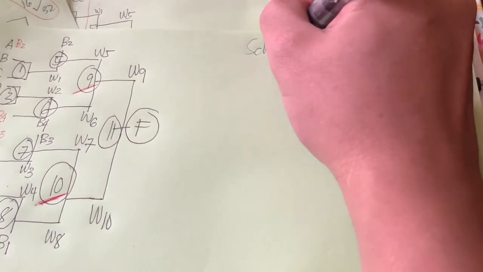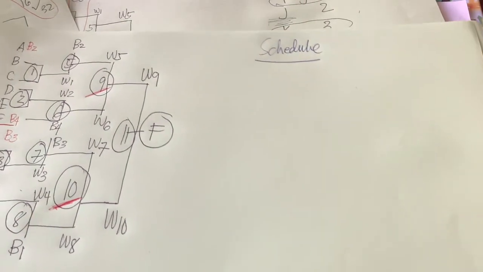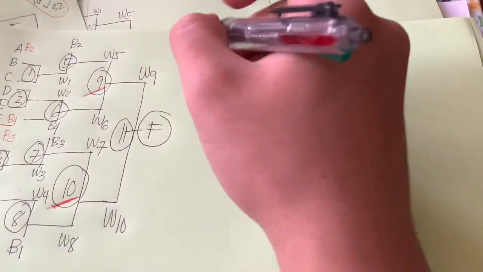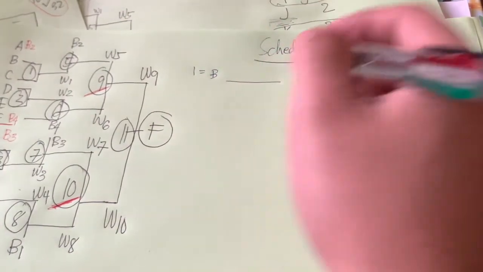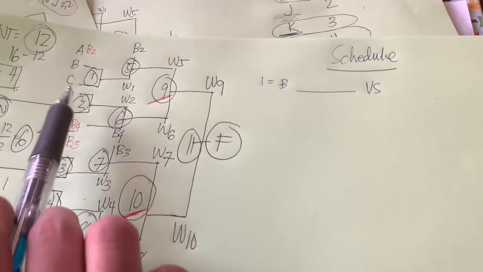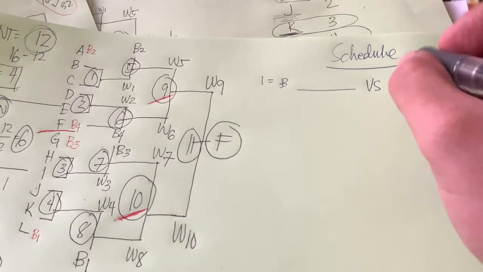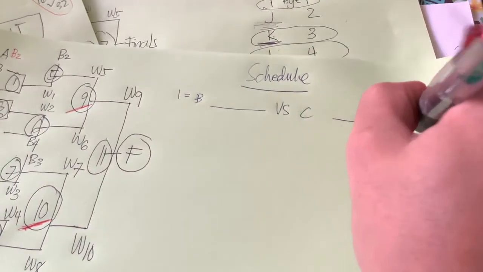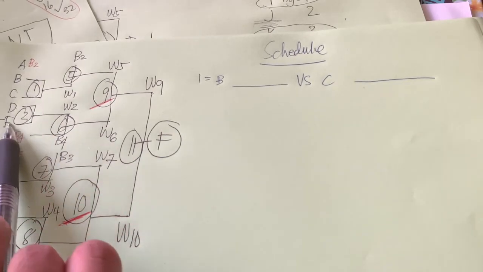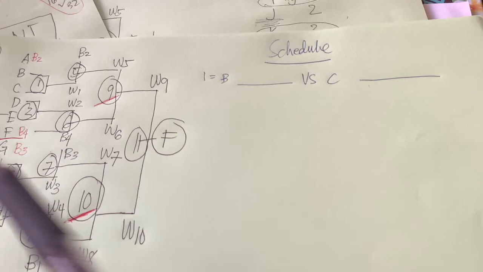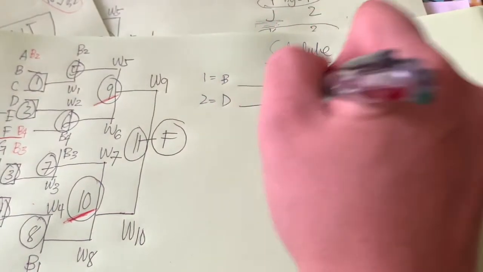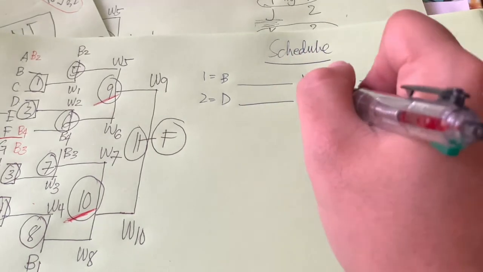Schedule. Okay. So game 1 will be team B, the name of the team, versus C. So this is game 1, B and C. You just have to copy all the details here. Look here. Game 2 will be D team versus E team.